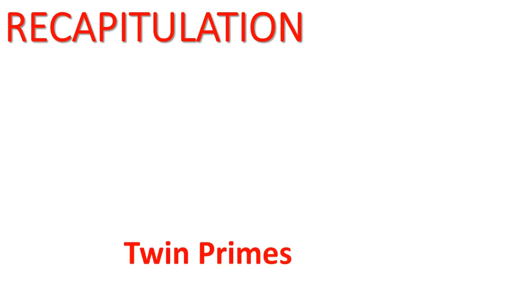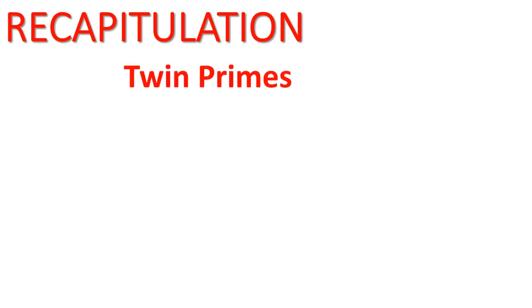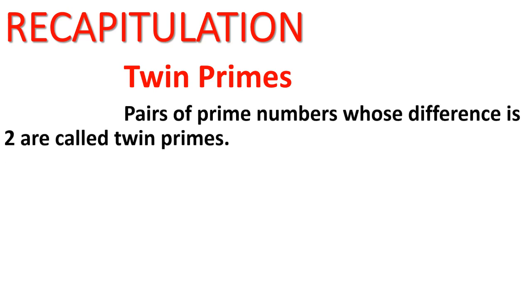First is twin prime numbers. What are twin prime numbers? A pair of prime numbers whose difference is 2 are called twin primes. These are prime numbers, and the difference between them is 2. When you subtract the smaller number from the greater prime number, your difference is 2. So such types of numbers are called twin prime numbers.